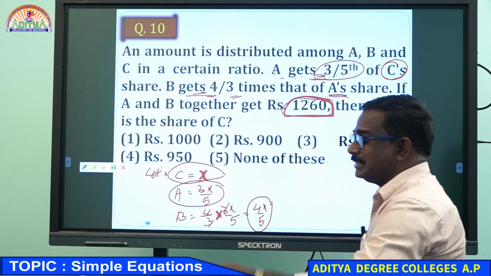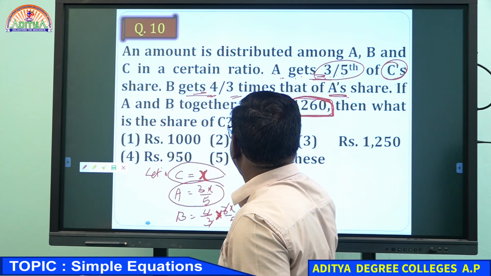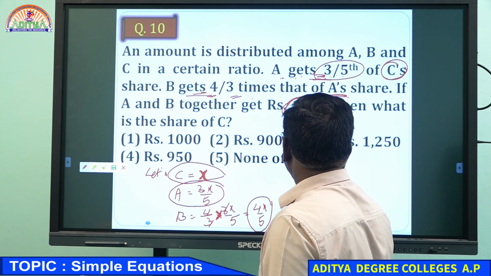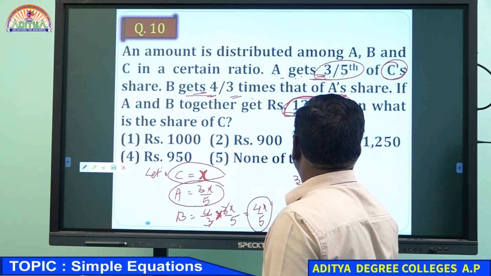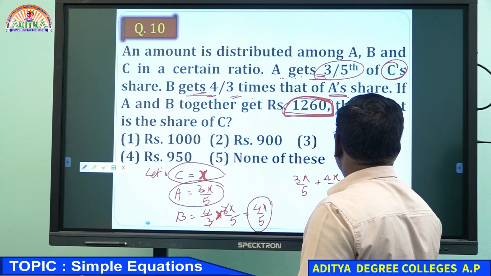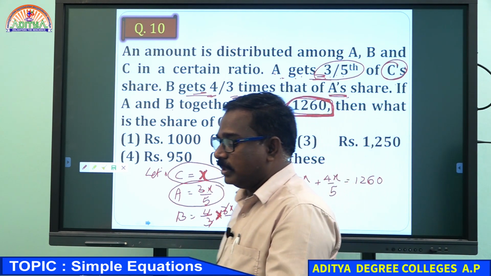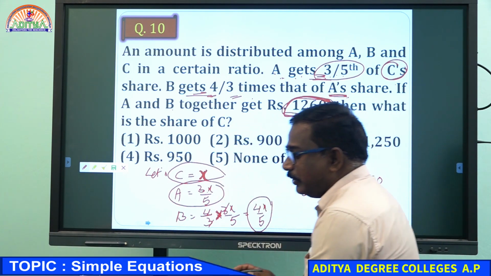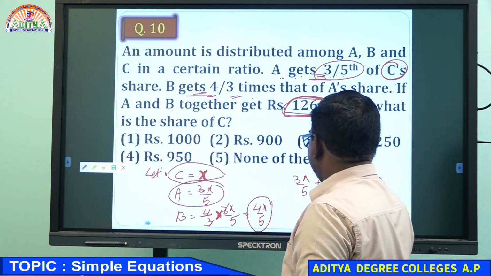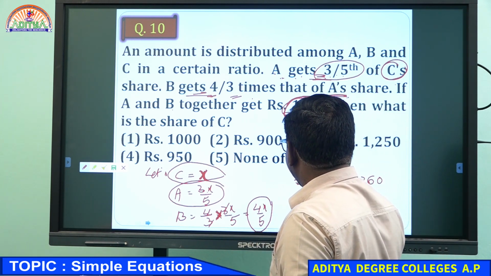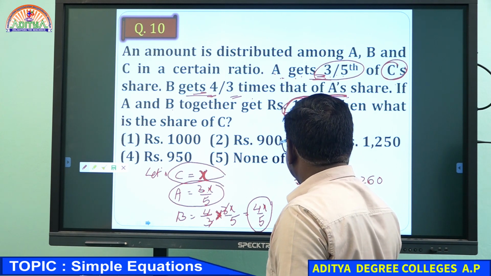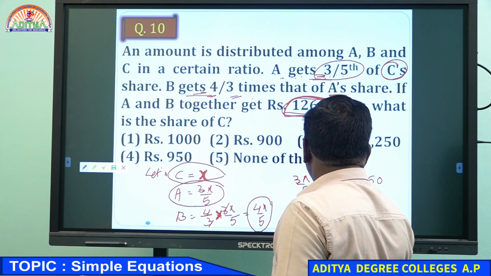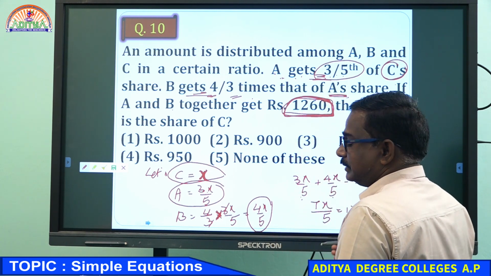Now, one condition is given there. A and B together get 1260. 3x by 5 plus 4x by 5 is 1260. We are doing it in equation form; generally, a different thought process is also possible. Because we are discussing simple equations, you need to solve in a simple manner. Since the denominators are equal, we can add the numerators: 3x plus 4x is 7x by 5 equal to 1260. By solving this, you will get x.